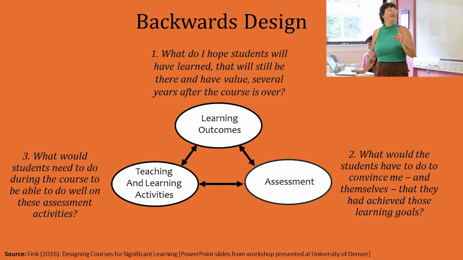In the backwards design process, just to give a little bit of an overview, if this isn't new to you, the first real goal of writing learning outcomes is identifying what I hope students will have learned that will still be there and have value several years after they take your course. In determining the assessment, we're really asking what would the students have to do to convince me and themselves that they had achieved those learning goals. And then when we're thinking about the learning activities and the materials, what would students need to do during the course to be able to do well on these assessment activities? So this gives you a little bit of an overview of what that design process looks like.